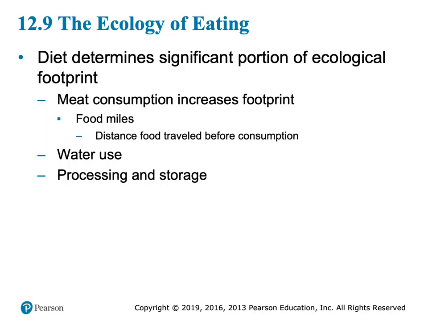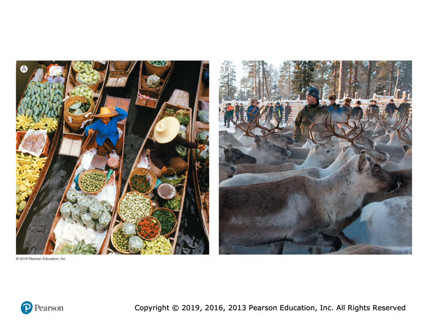Contrasting diets: in Thailand, farmers grow a diverse array of fruits and vegetables, and along with rice, these plants make up the majority of their food. But in the tundra, this is in Russia, where there are few options for agriculture, reindeer herders rely on animals for most of their food and clothing.